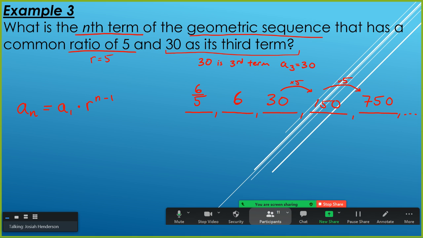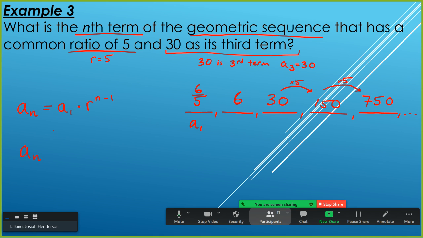30 times 5 is 150. 50 times 5 is 750. And then we got to go backwards. So I'm glad Tira noted that earlier out loud. By dividing by 5, we move back in the list. And we found A1, 6/5. So let's plug our parts in and we're done.